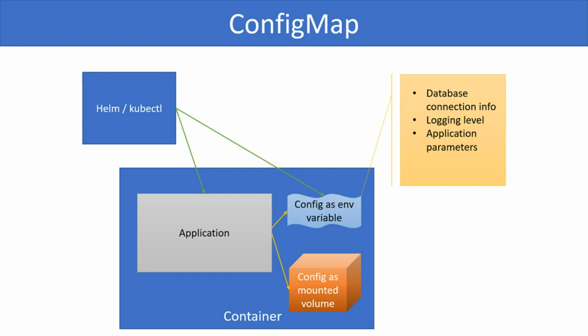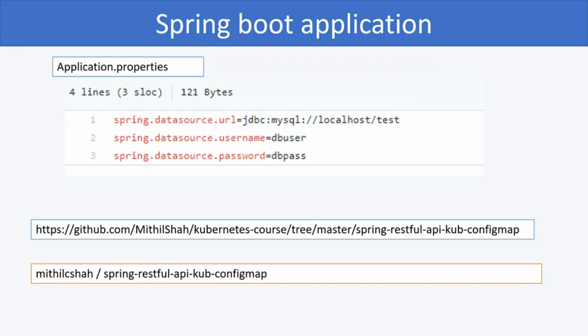Changes to the configuration are not reflected in the pod unless the pod is restarted. The second way is to mount the configuration as a volume inside the pod. For example, we can mount the application.properties and logback.xml files inside a directory in the pod. We will now look at config maps in action.